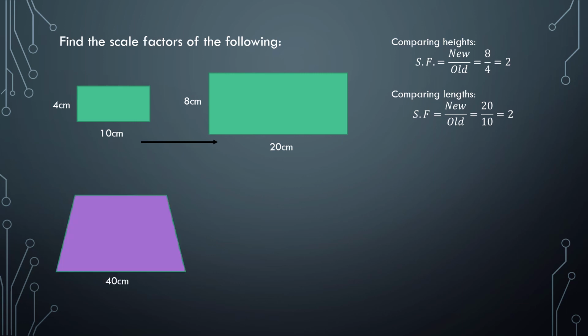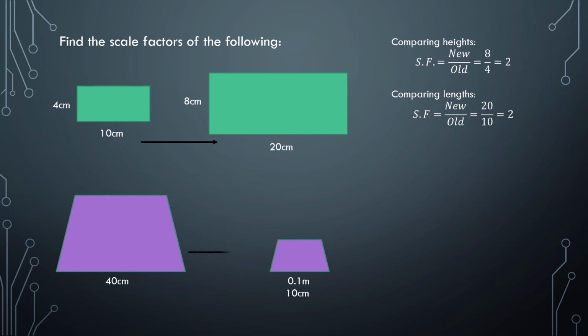It doesn't just have to get bigger though. We can start with a shape that looks like this and it can get a bit smaller. First thing we need to do before we can start jumping into our scale factor is make sure that we've got the same units. The shape on the left is in centimeters and the shape on the right is in meters. So I'm going to change the one on the right to say 10 centimeters. I'm going from 0.1 meters to 10 centimeters.